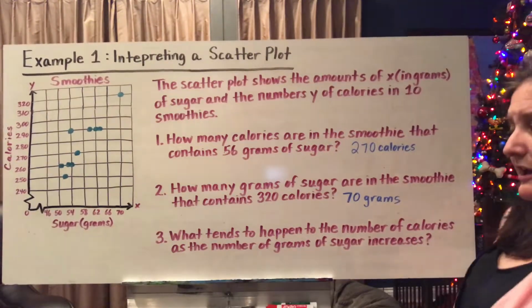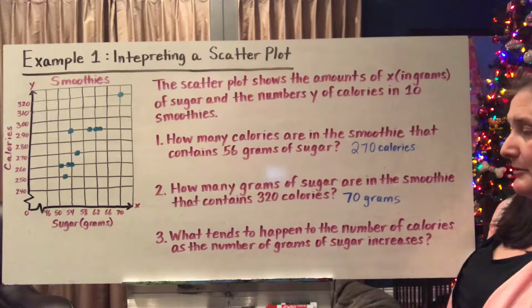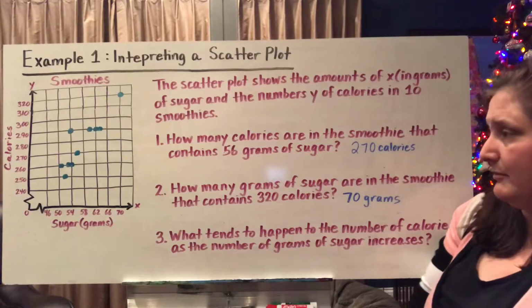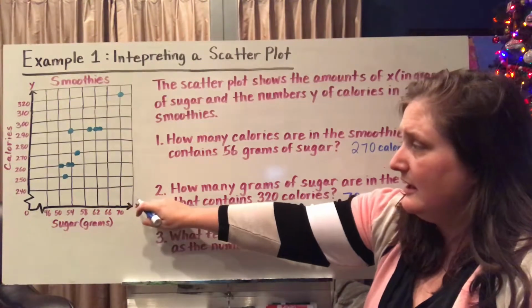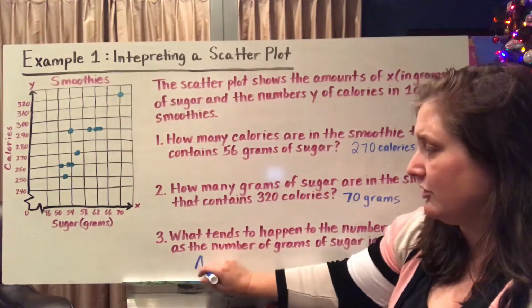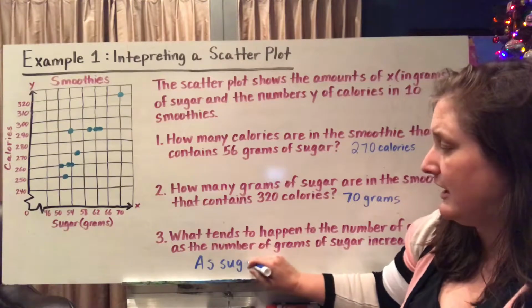So here they're asking us what tends to happen to the number of calories as the number of grams of sugar increases. Well, as the sugar is increasing, it appears that so are the calories. So as the sugar increases, in general, so do the calories.